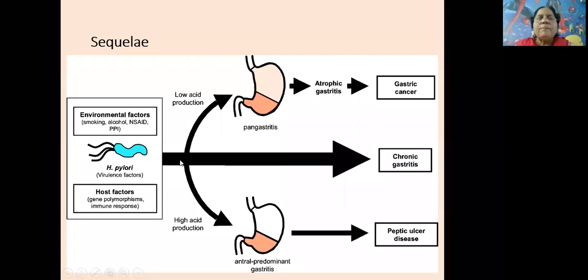First is high acid production, as I told you, that is the antral predominant gastritis. If left over, the complication is peptic ulcer disease. As such, this will cause chronic gastritis, and when it produces high acid, it is peptic ulcer disease. When the acid production is lowered, it goes to pan-gastritis, and that is atrophic gastritis that leads to gastric carcinoma. Okay, now you have understood the sequelae.